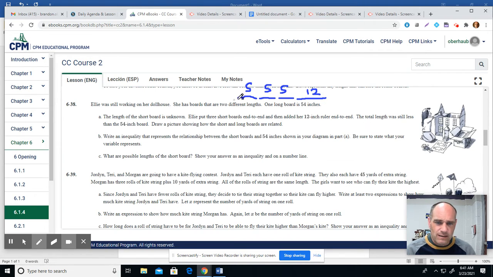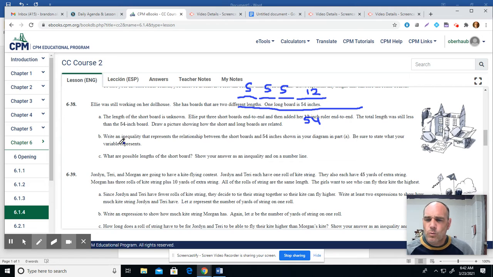The total length, so all of this length, is still less than the 54-inch board. I'm going to put my 54-inch board on the bottom, and I'm just going to make it this long because it says that even when I add all this together, it's still shorter than this 54-inch board. So I know that this is the longer board. There's my drawing for part A.